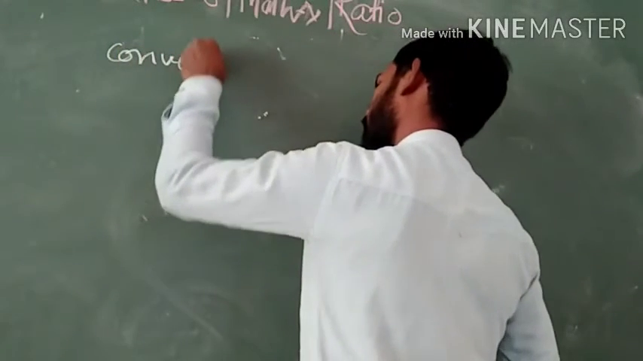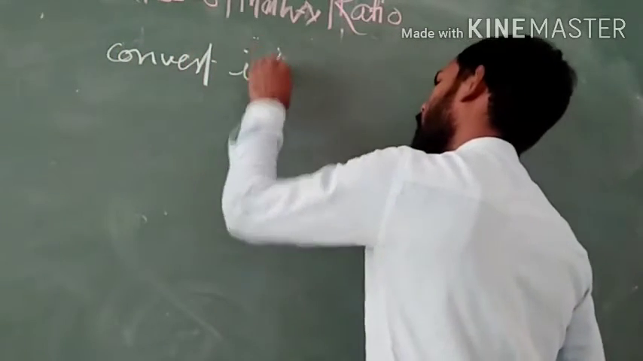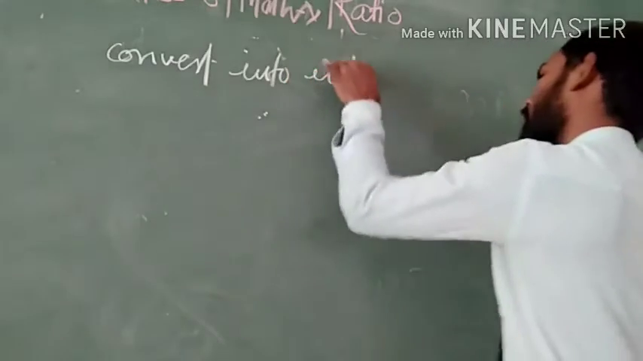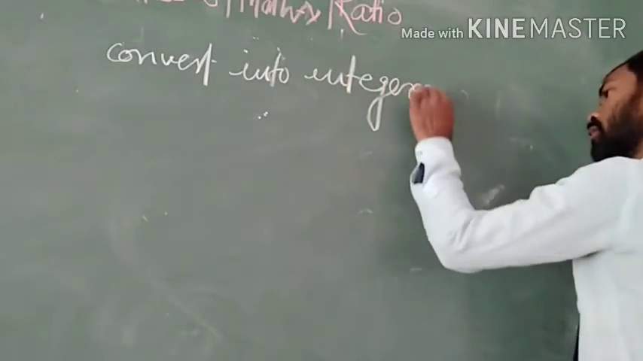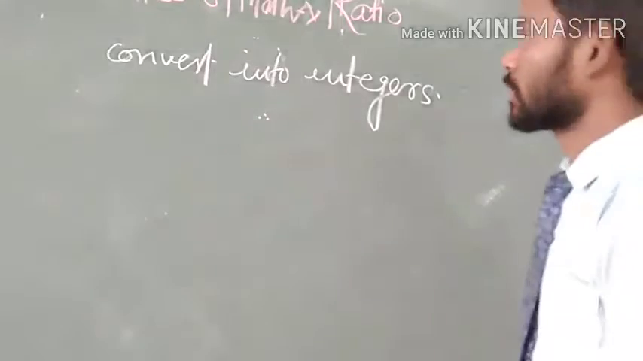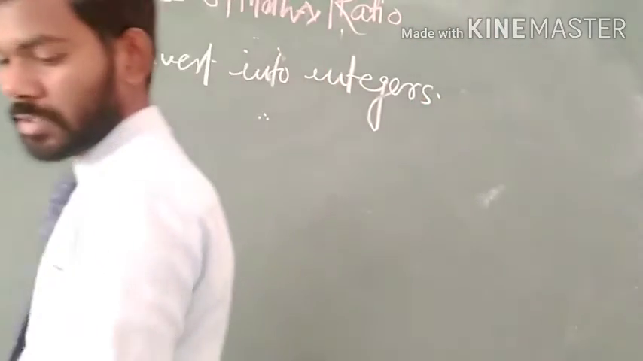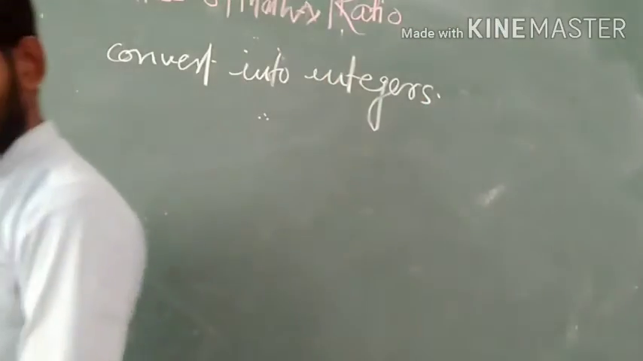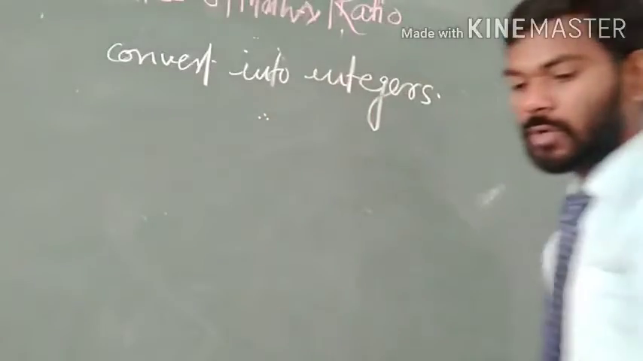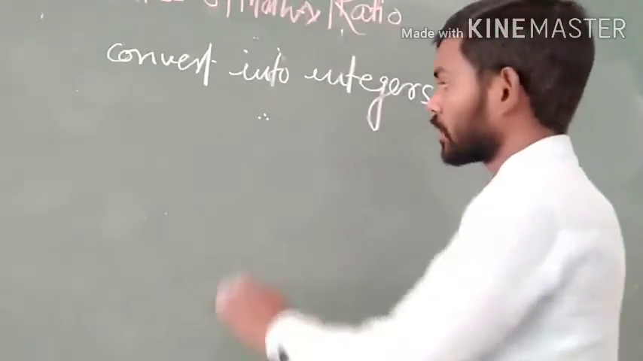Convert into integer. This is the given question. Here some ratios are given. We have to convert these ratios into ratios of integers.